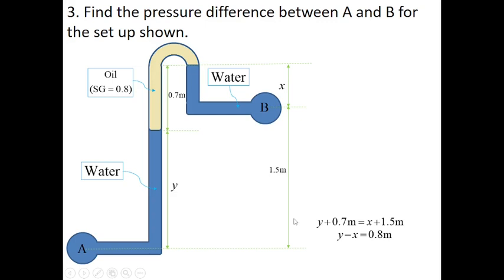Next, number 3. Find the pressure difference between A and B for the setup shown. So we have a differential type manometer. The required pressure difference. This is level 1, this is level 2, level 4, level 3. Now, solution. Remember the interface.